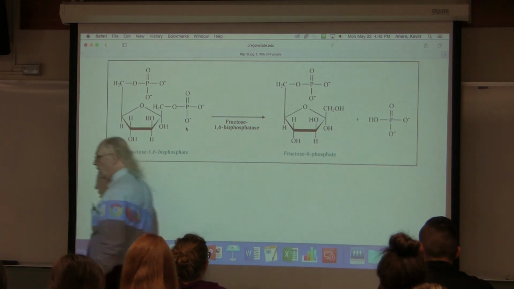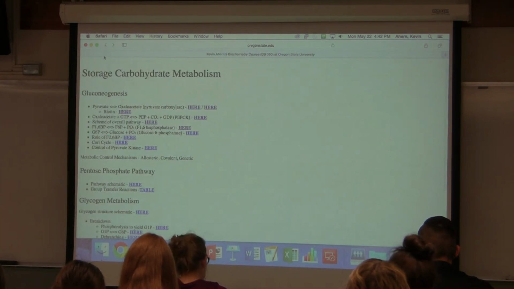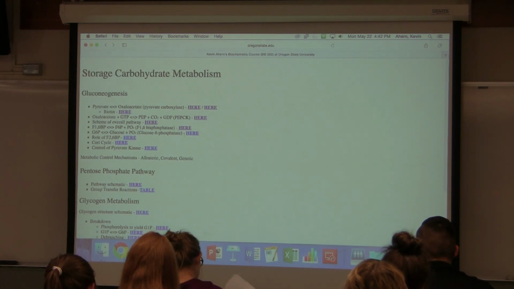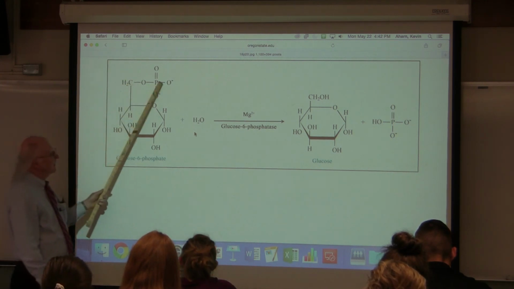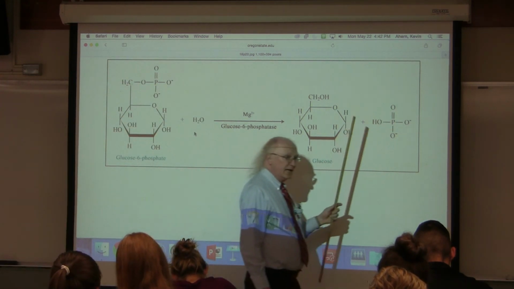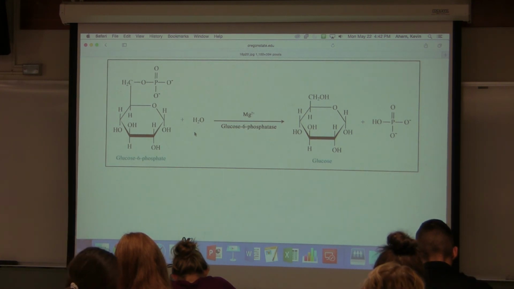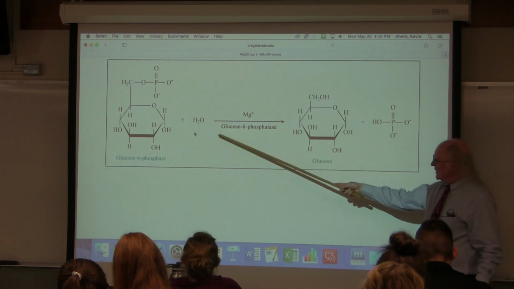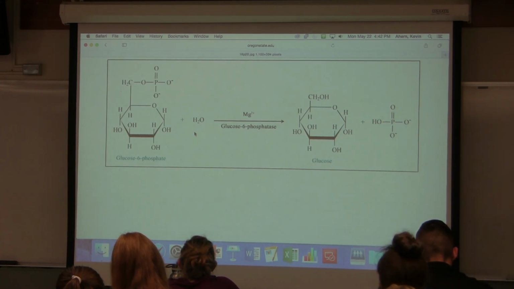Okay, we're almost there. There's one more reaction that we have to bypass, and that's the hexokinase reaction. And that's bypassed in a manner that's almost identical to the last one. We clip a phosphate off instead of regenerating ATP. This reaction is catalyzed by G6Pase, glucose 6-phosphatase.